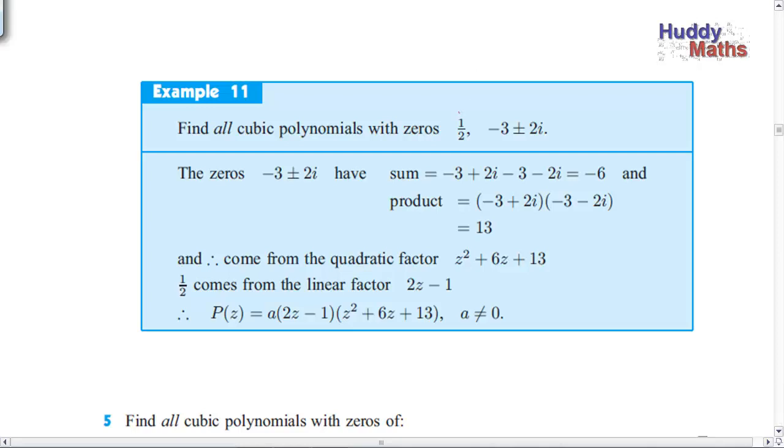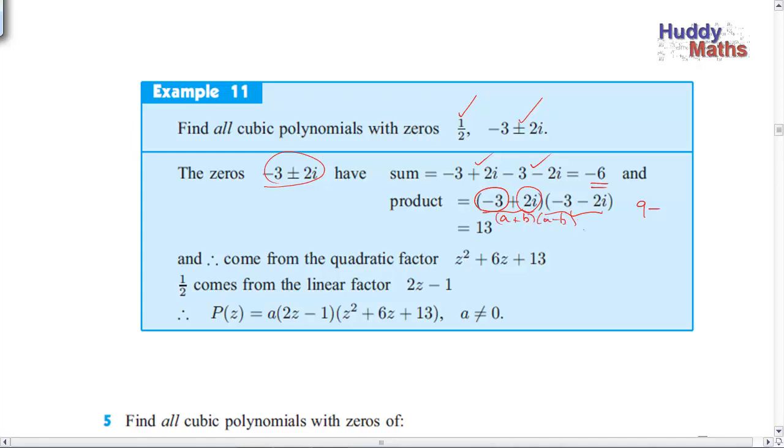If we've got zeros of these two, can we reconstruct the function? So first of all, let's pick on this pair. That's a conjugate pair. Neg 3 plus 2i and neg 3 take 2i. And if we add it up, we get neg 6. And if we multiply the two together, difference of 2 squares, we get 16. Let's just check that. This will be neg 3 squared, which is 9, take the second one squared, because this is of the form a plus b by a take b.